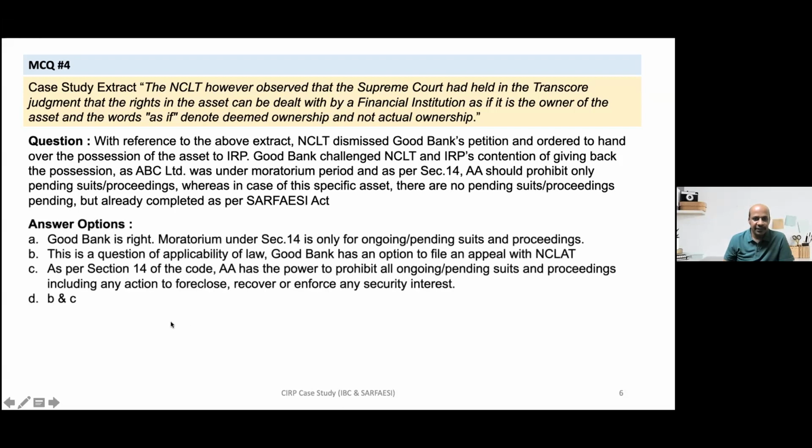So I think everybody would know the answer for this, obviously. So the first option is Good Bank is right. Moratorium under section 14 is only for ongoing pending suits and proceedings. The second is, this is a question of applicability of law. Good Bank has an option to appeal with NCLAT, and C is for section 14 of the Code. The adjudicating authority has the power to prohibit all the ongoing pending suits and proceedings, including any action to foreclose, recover, or enforce any security interest. So I think I've got two answers so far. One is D and second is C.